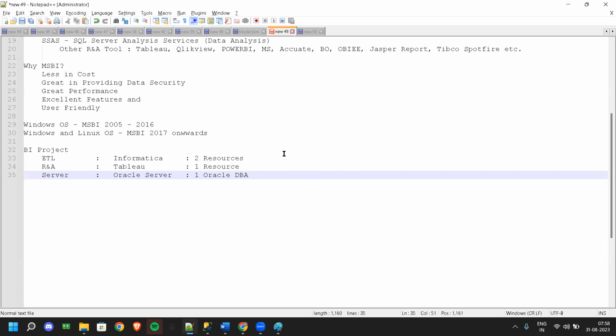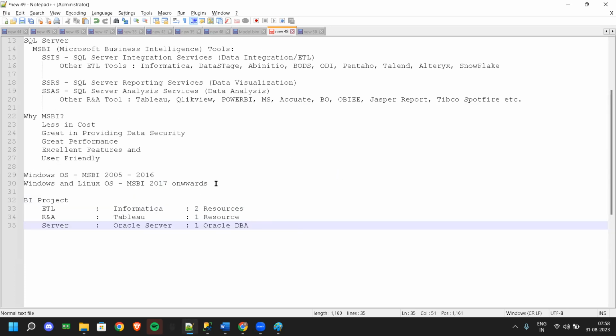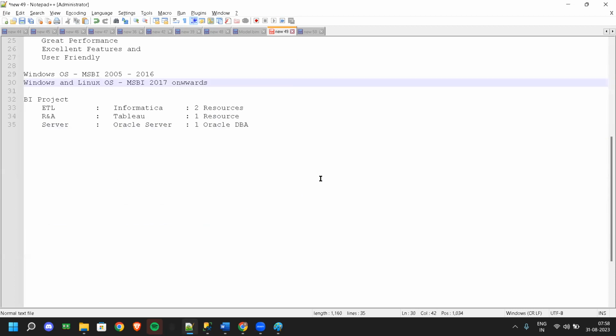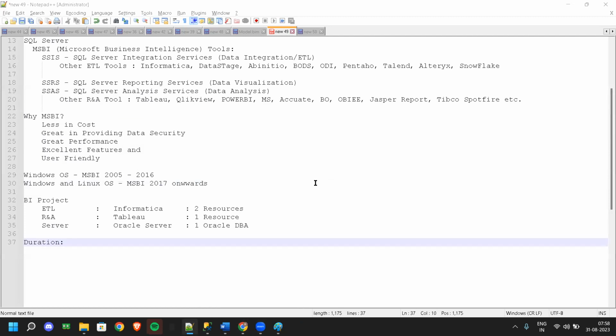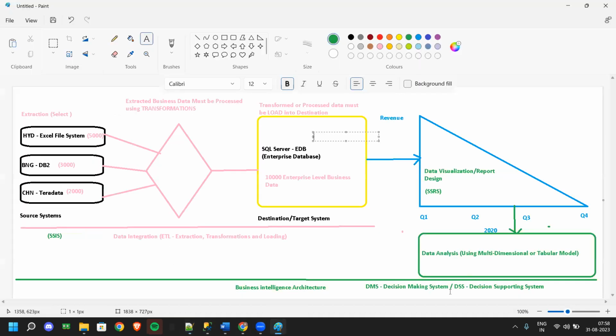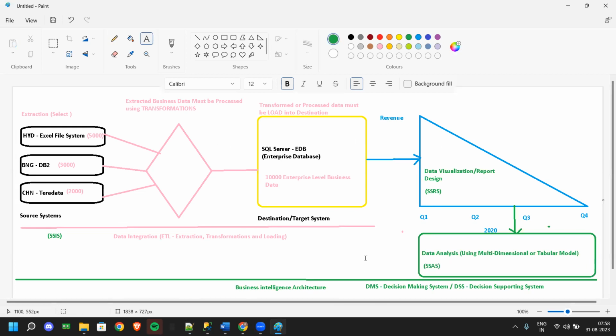So now guys, because of this particular reason, MSBI is on top even after 15, 16 years. Right. So next one, duration. Okay, now I think we haven't discussed the SSAS part.